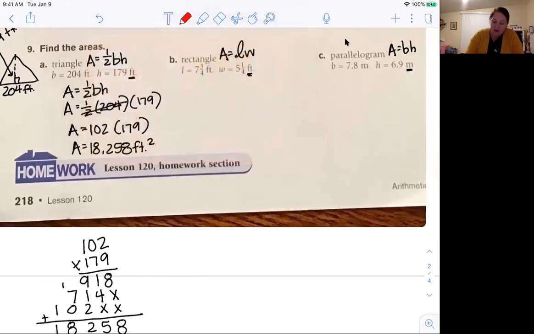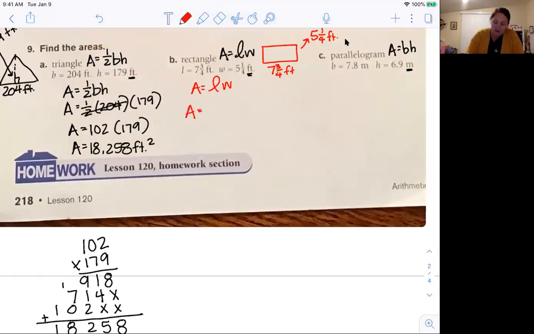Let's go to B. Now B has a rectangle. I'm going to draw just a little rectangle here. My length is 7 3/4 feet, and my width is 5 1/4 feet. Area equals length times width. I want to change these to decimals. Sometimes I feel like multiplying with decimals is easier than multiplying with fractions.